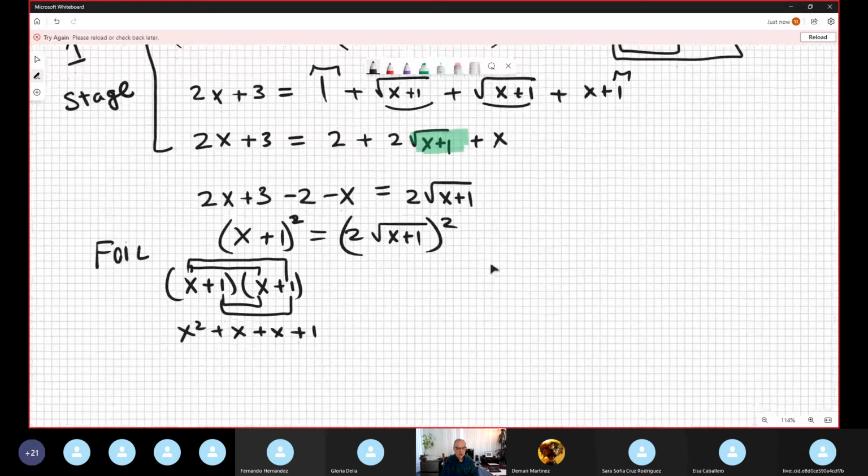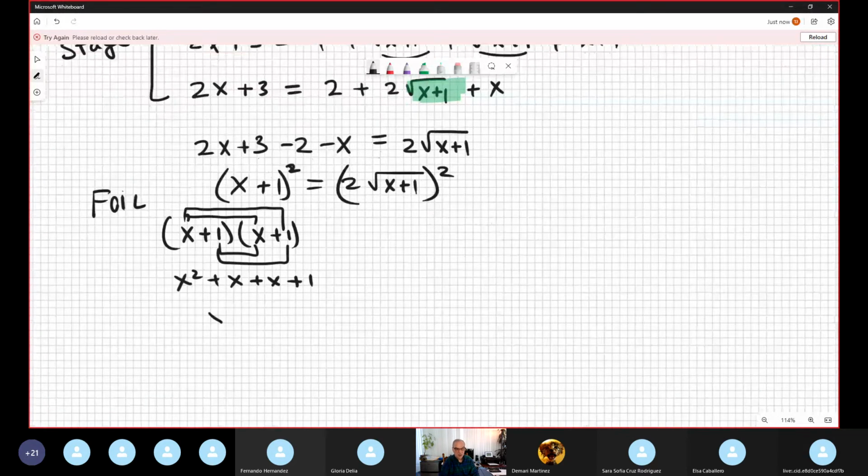Okay, let me continue with the left hand side. This is x squared plus 2x plus 1 equal.